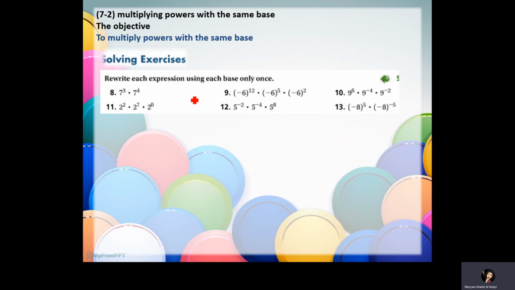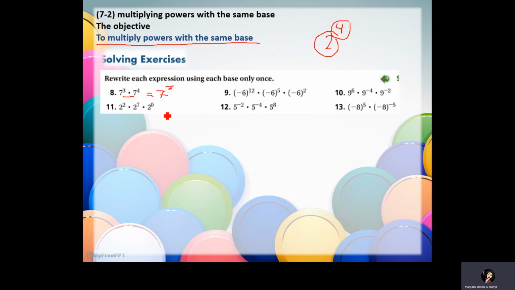Let me give you more exercises. So here we have again the same idea, 7 to the power 3, 7 to the power 4. So that is 7 to the power, same base, add the powers, exactly the same as our objective. We are going to multiply powers that have the same base. So this is the base. As you learned before about powers and exponents, if you have 2 to the power 4, that is your base, that is your power, just to remind you. So same base, add the powers. So 3 plus 4, it's 7.